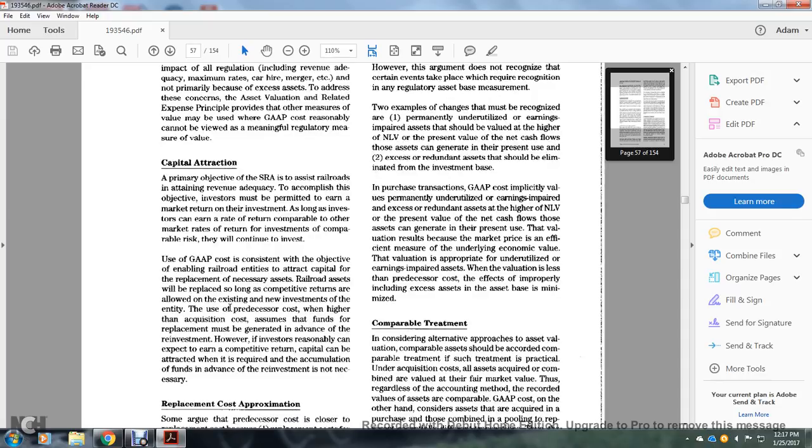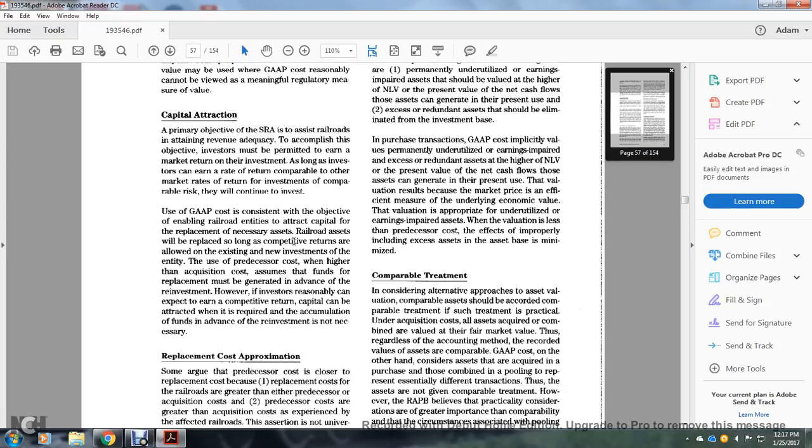Now, capital attraction. Primarily, the objective of the Staggers Rail Act is to assist in attaining revenue adequacy. To accomplish the objective, the investors must be permitted to earn the market return on the investment, as long as the investors' rate of return is comparable to other market rates of return on investments of comparable risk that would come into the investment.